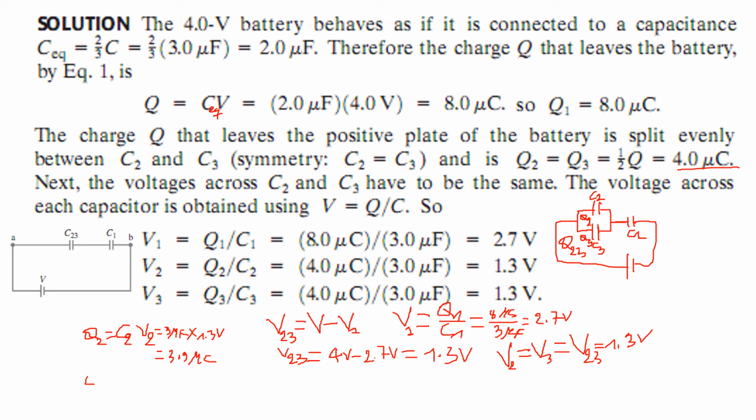Then in a similar way, Q3 is equal to capacitance 3 times voltage 3. Since capacitance 2 is equal to capacitance 3 and voltage 2 is equal to voltage 3, this will be equal to 3.9 microcoulomb. And here we make an approximation of 4 microcoulomb.